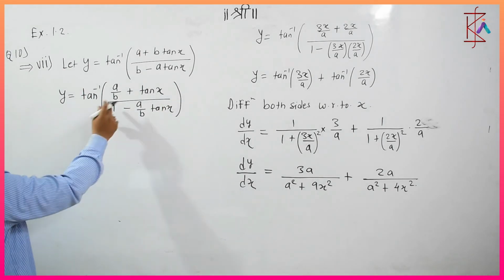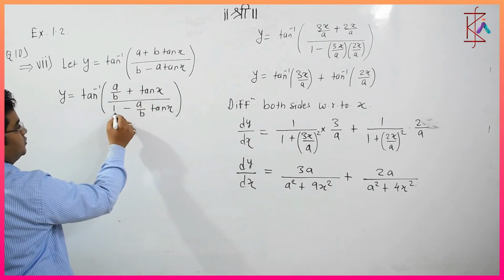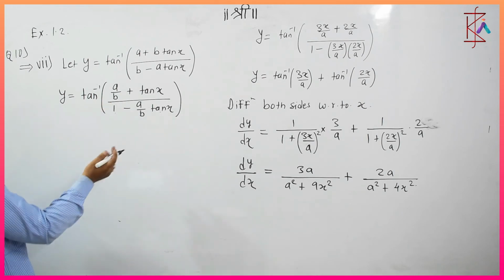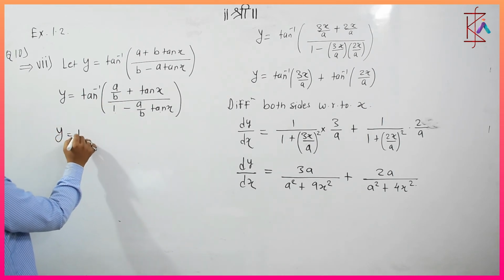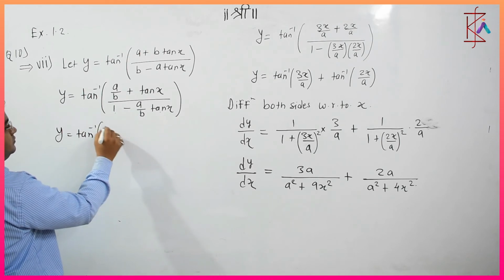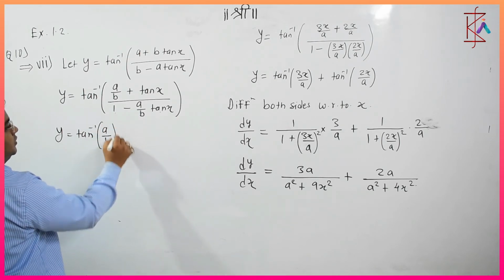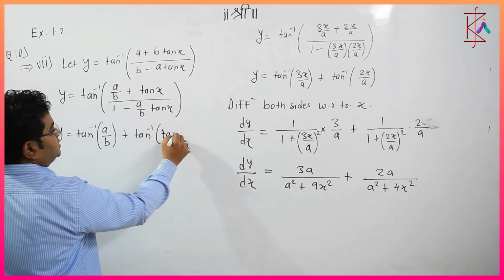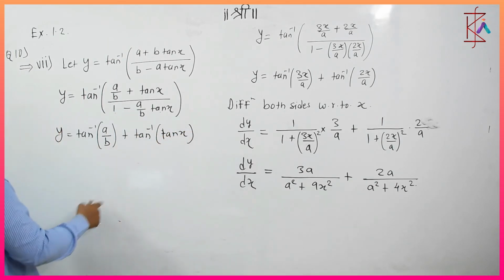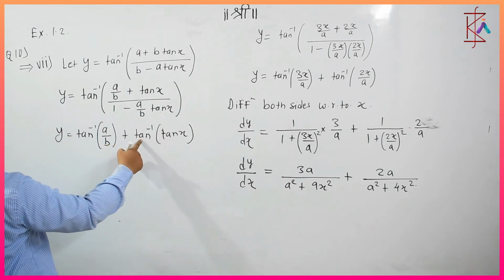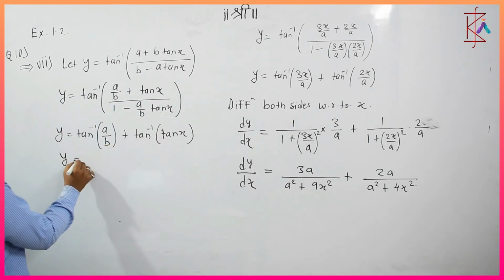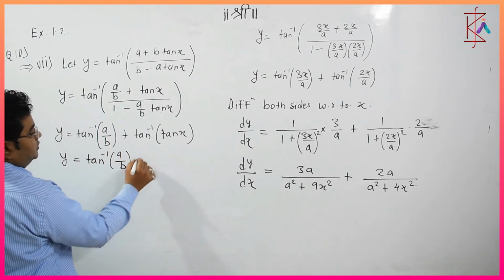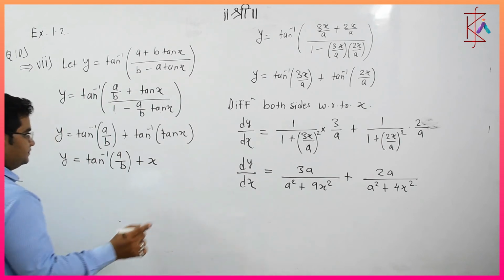Now in the next step we can see this is x, this is y, so 1 minus xy. We got that format, so we can separate it out. So y is equal to tan inverse of a upon b plus tan inverse of tan x. Again this tan and this tan inverse will get cancelled, and y will become tan inverse of a upon b plus x only.